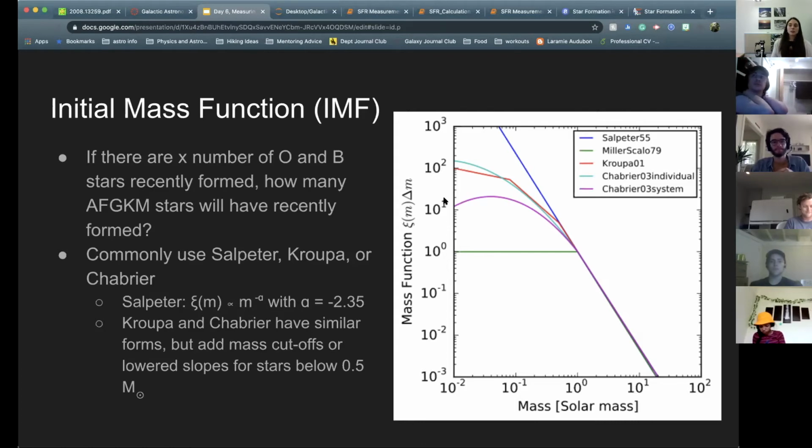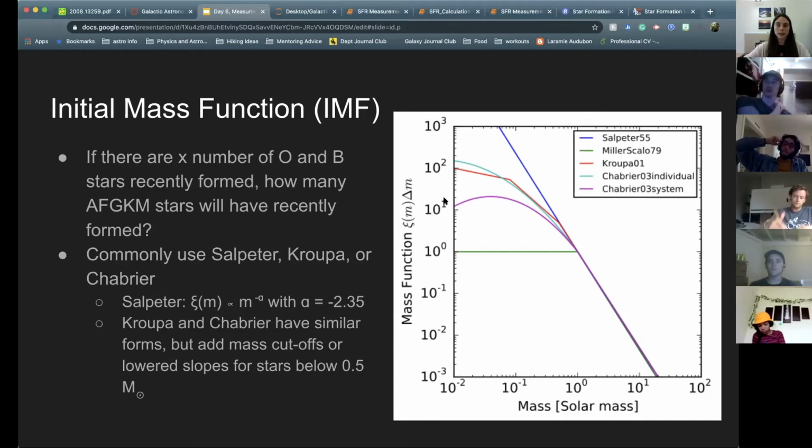So we looked at our galaxy. We measured FUV light to measure the light from O and B stars, and we used our conversion from FUV light into a number of O and B stars to get a number of O and B stars formed recently. And then we can plug that into our initial mass function and say, if this number of O and B stars formed recently, then this is the number of total stars formed recently. Pause there. Does anyone have any questions?